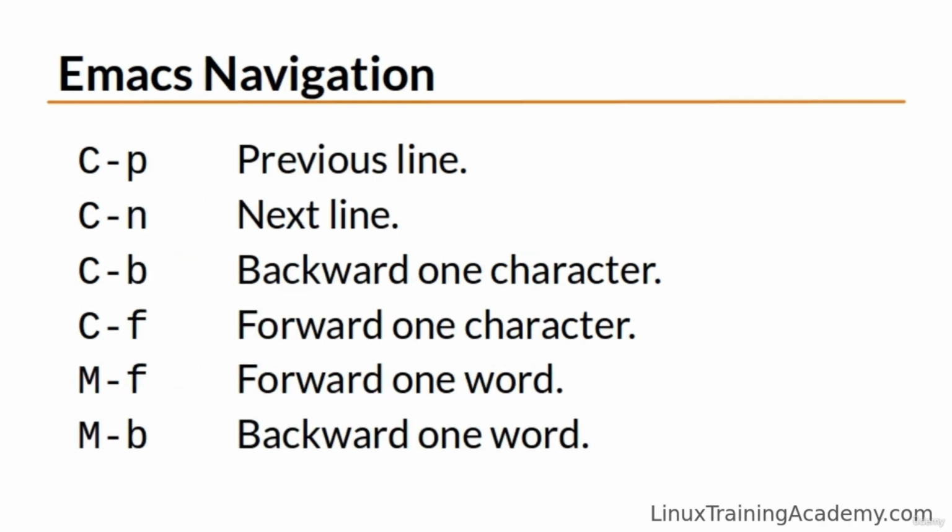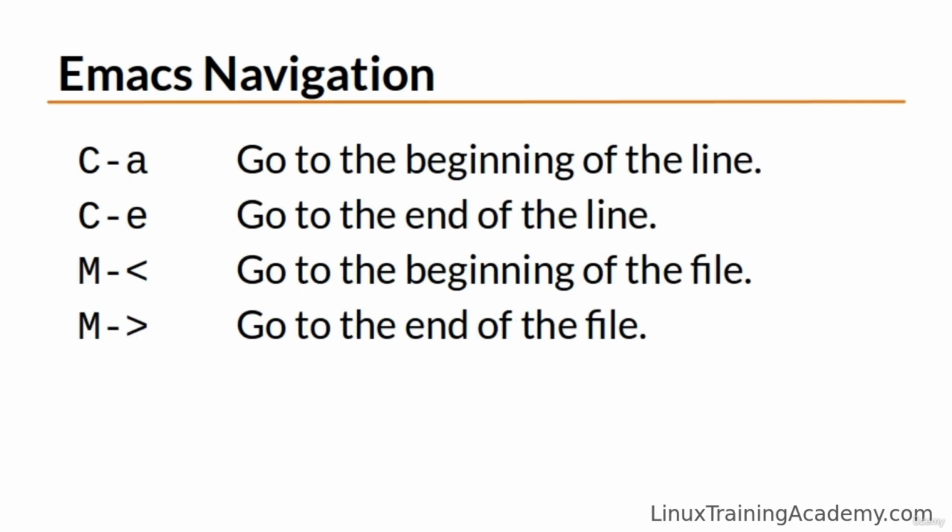Control-P will take you to the previous line, while Control-N will take you to the next line. Control-B is to go backward one character. Control-F is to go forward one character. Meta-F will move you forward one word, and Meta-B will take you back one word. Control-A will take you to the beginning of the line. Control-E will take you to the end of a line. Meta less than will take you to the beginning of the file, and Meta followed by the greater than symbol will take you to the end of the file.